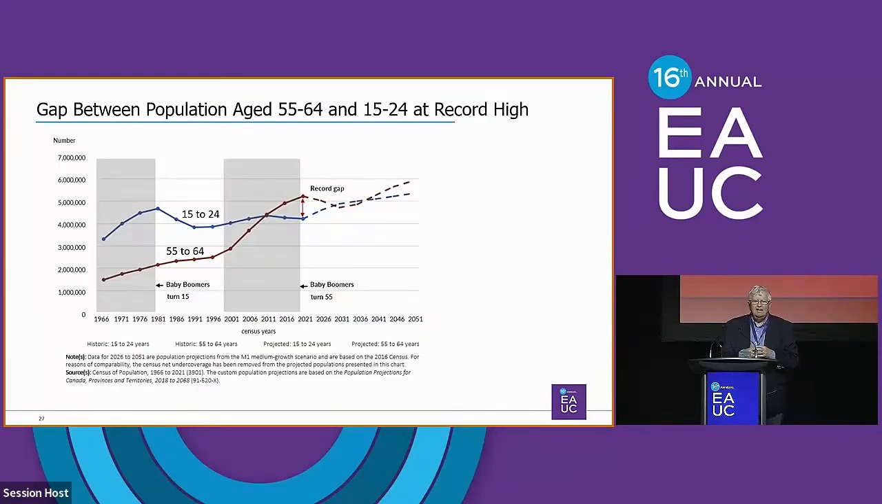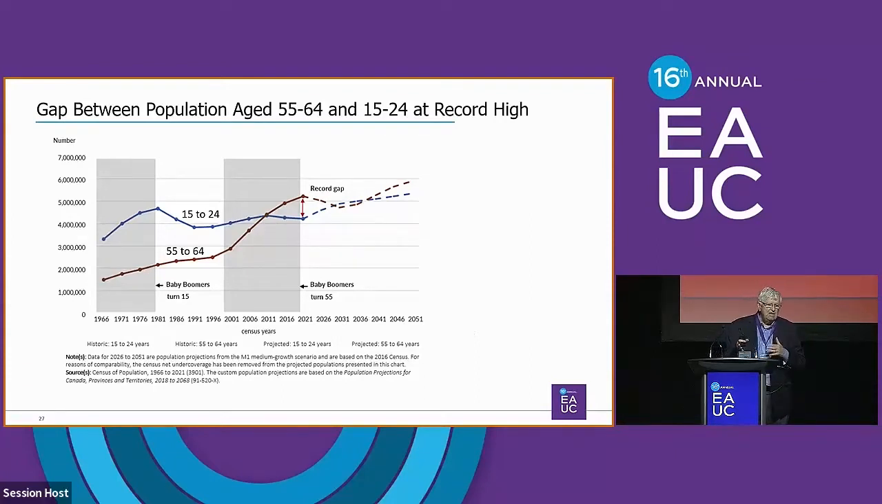A second challenge, this time, that the aging presents is the decline in the growth of our labor force. And I borrowed this chart from StatsCan that compares entrance into the labor force, 15 to 24-year-olds, with people getting ready to exit, 55 to 64-year-olds.